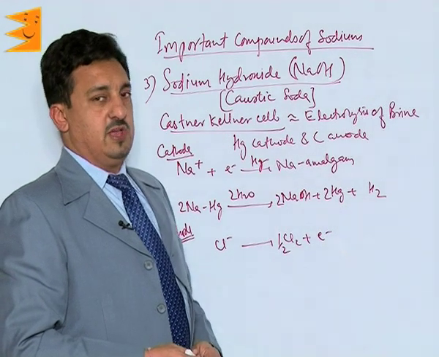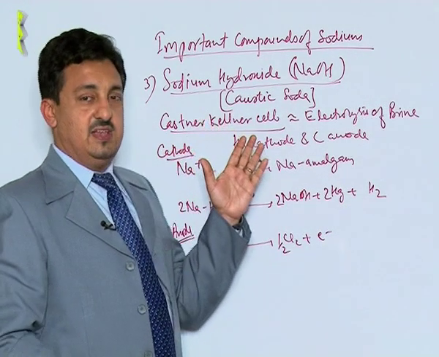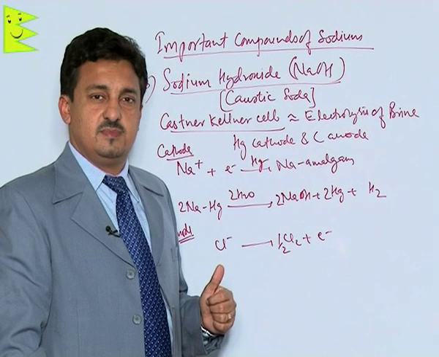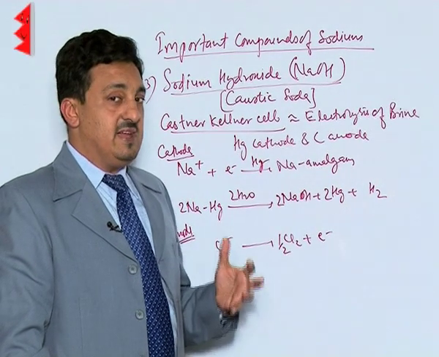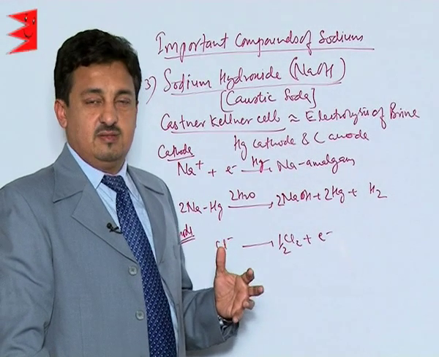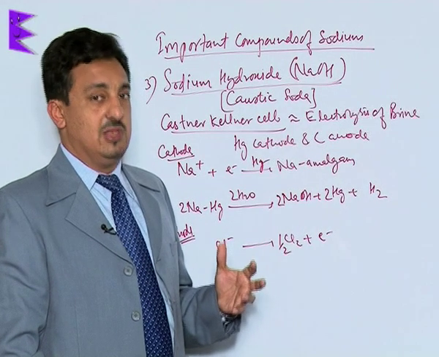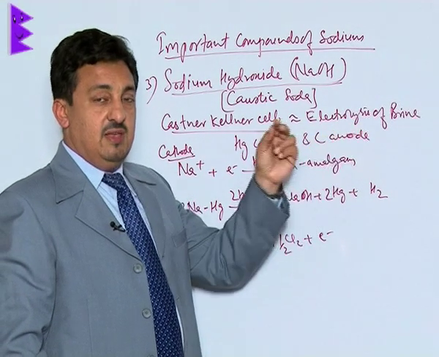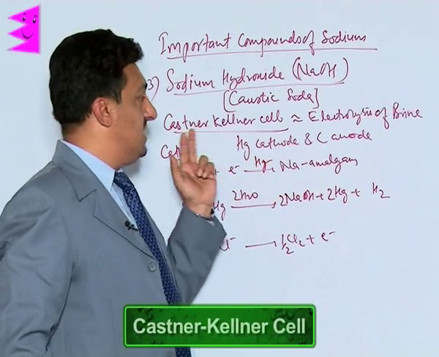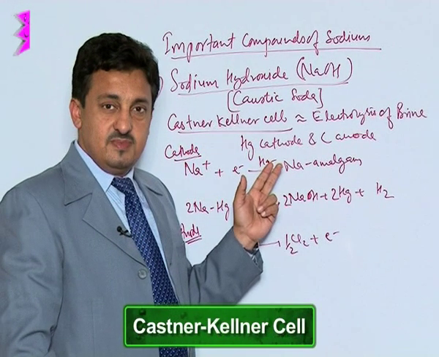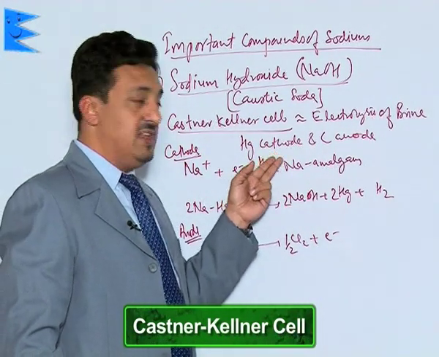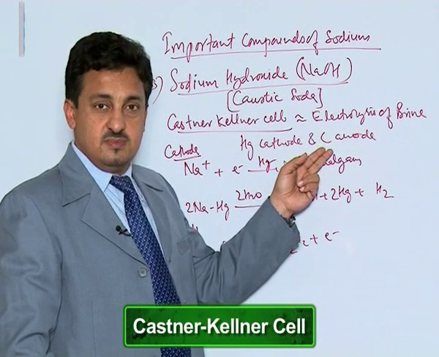The next compound of sodium is sodium hydroxide, NaOH, or caustic soda. It is prepared by the electrolysis of brine, the aqueous solution of NaCl, in a very special cell which is called the Castner-Kellner cell. In this, the cathode is of mercury and the anode is of carbon.